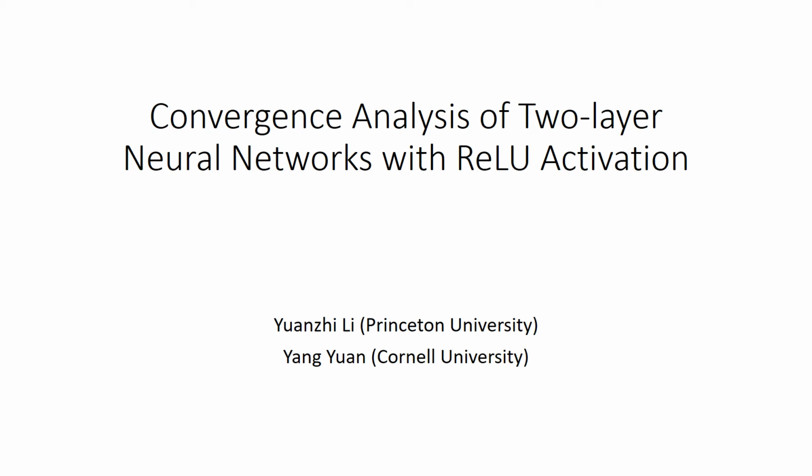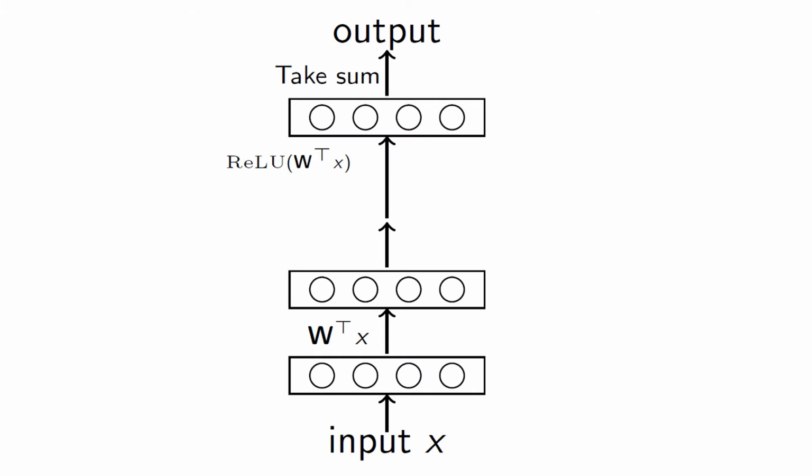Our paper is about convergence analysis of two-layer neural network. The structure looks like this. We have an input X, and we pass it into a fully connected layer and get W transpose X, and then we pass it to ReLU and take the output of ReLU as the output of the whole network.